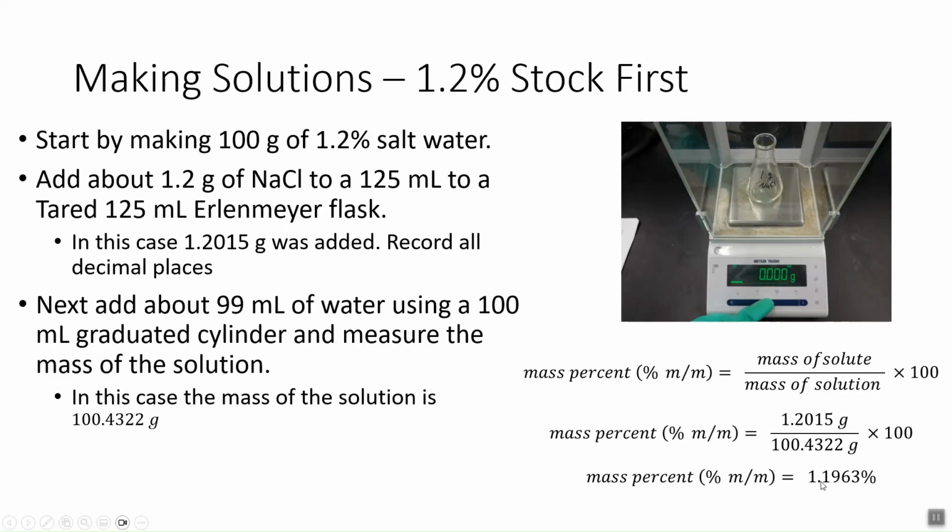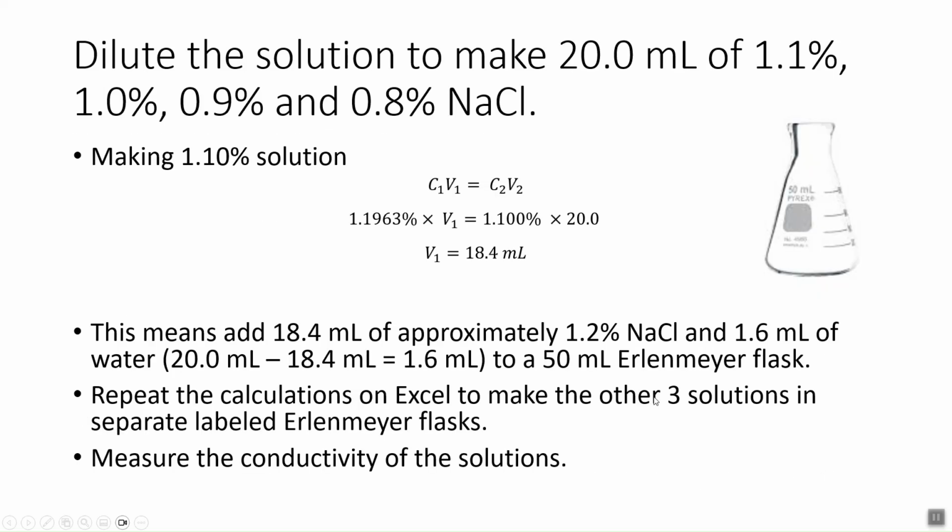Once we have the first solution, which is going to be around 1.2%, don't worry, it's not going to be exactly 1.2%. Even if yours is 1.17 or 1.25, it doesn't really matter, okay? As long as it's around 1.2%, in the ballpark. Then we're going to dilute it, and this is very similar to what you've done before.